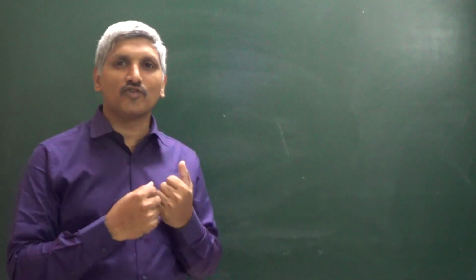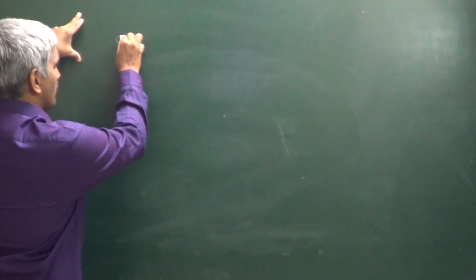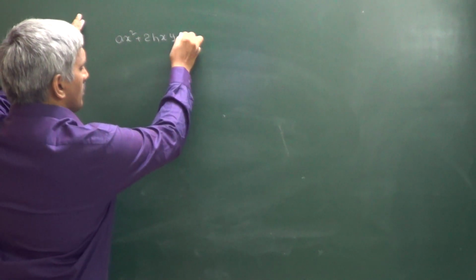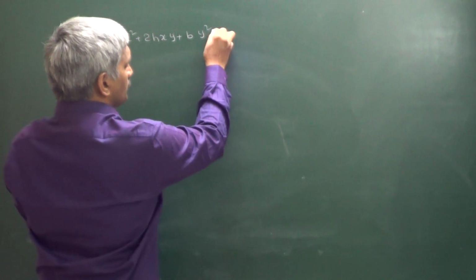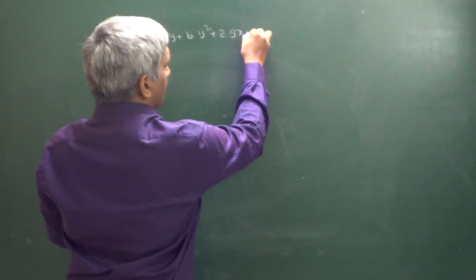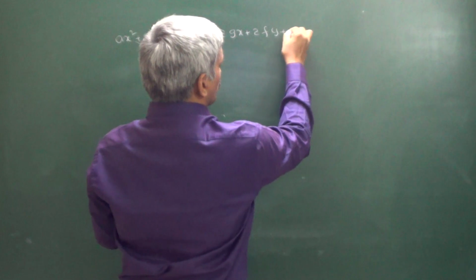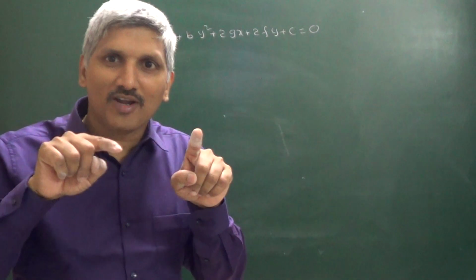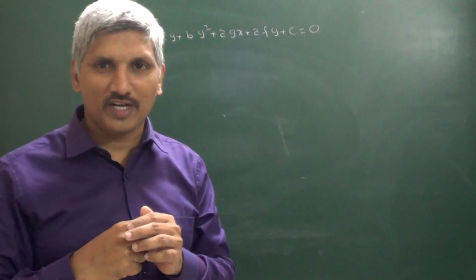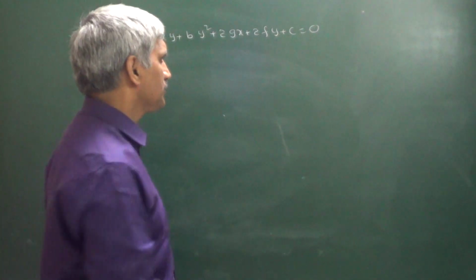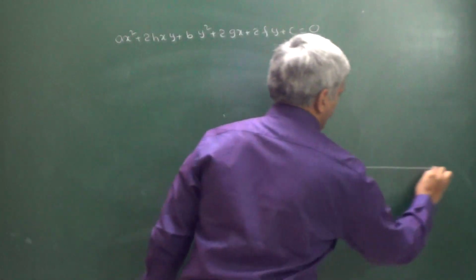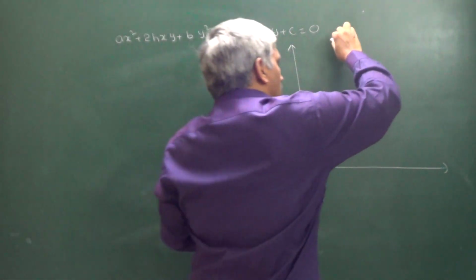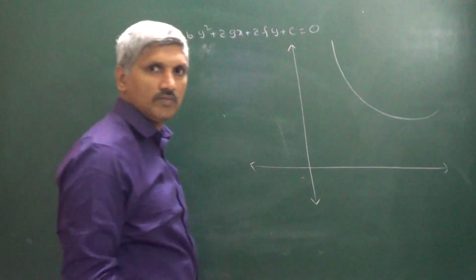What is the process of homogenization? As I discussed with you, ax square plus 2hxy plus by square plus 2gx plus 2fy plus c equals 0 represents a circle in one case, and a parabola, ellipse or hyperbola, different curves under different conditions. Let us say this equation represents one curve like this.